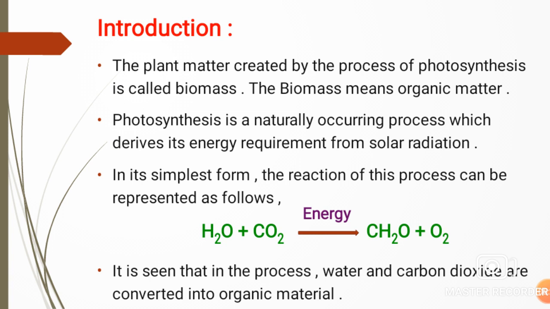So this is the general photosynthesis process which takes place in the plant. It is seen that in this process water and carbon dioxide are converted into organic material. That is, water and carbon dioxide combine with each other under the sunlight, and it gives the organic material, that is carbohydrates, plus oxygen. So this is the simplest photosynthesis process, which is a natural process, and with the help of the photosynthesis process there is a generation of organic matter, and we know that organic matter is nothing but our biomass. In this way biomass is produced with the help of the photosynthesis process.